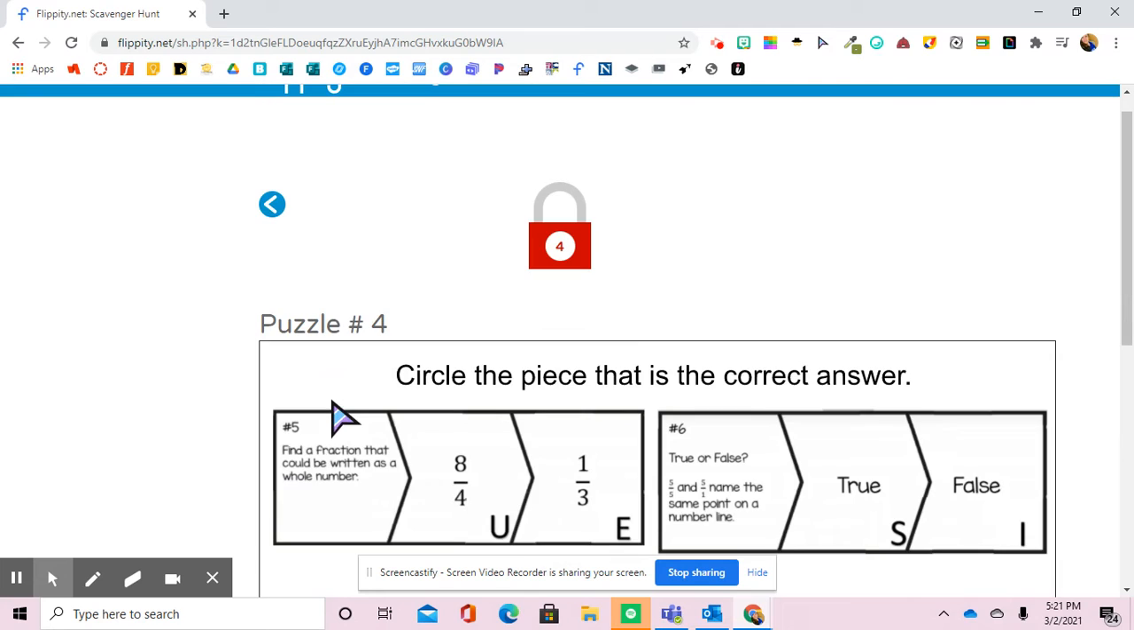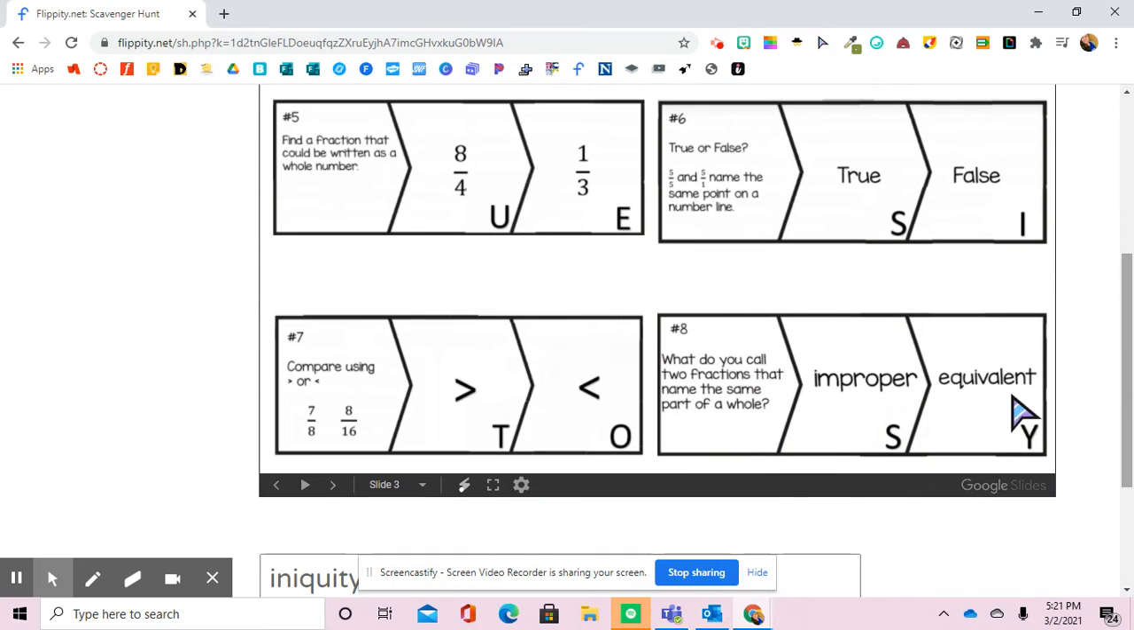All right, this is helpful. Sorry. Be written as a whole number. Oh yeah, we might have to do that, whole numbers. There's another one, 5/1. I, N, Q. Name the same point as number line. False. I. Yeah. T, Y.